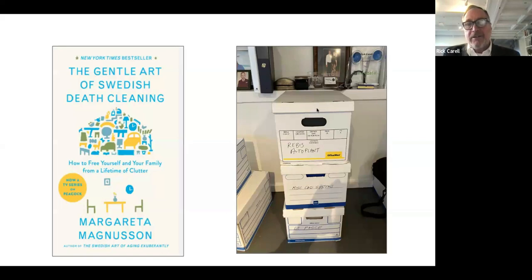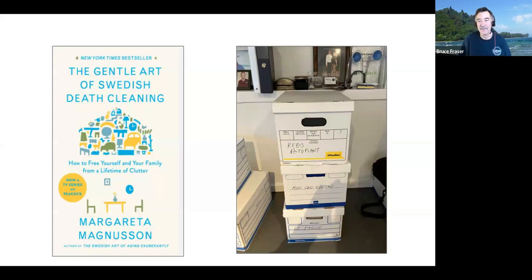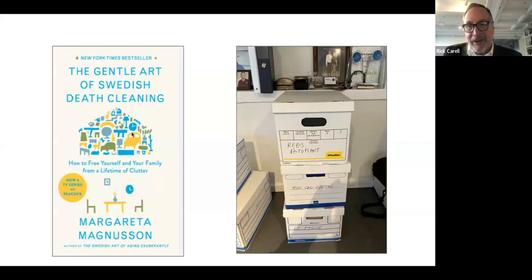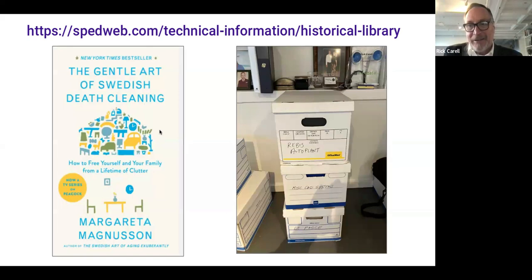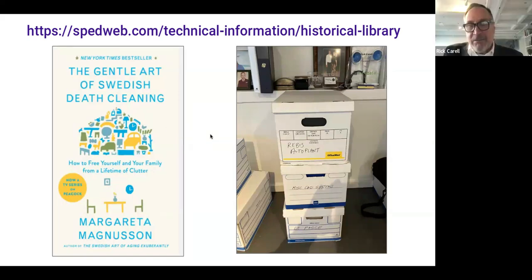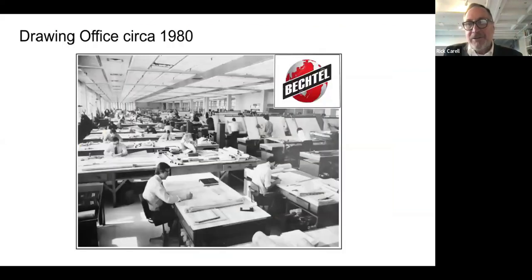So here are the 3 boxes of historical artifacts that I shipped to Bill. The inspiration was my wife saying, would you get this crap out of the garage? And I'm like, hey, these are historical. So I saw this show about Swedish death cleaning, where the Swedes make sure they don't let strangers come and clean up your mess after you're dead. That was my inspiration for sending this stuff. I just couldn't bear to throw it out. It's of use to somebody, I believe, and I believe the rightful storage location is SPED.